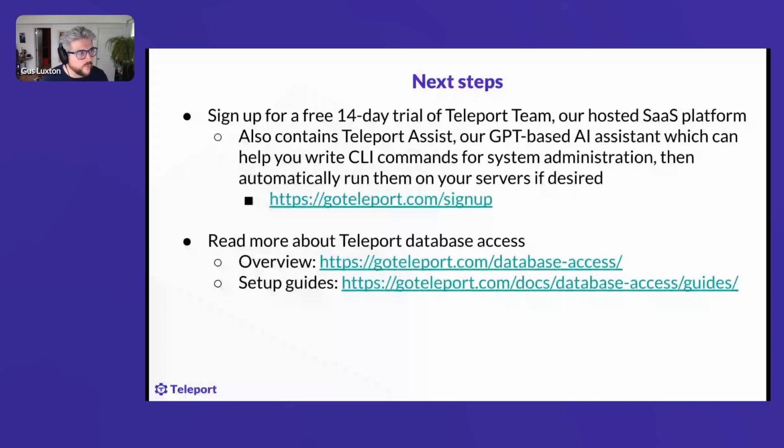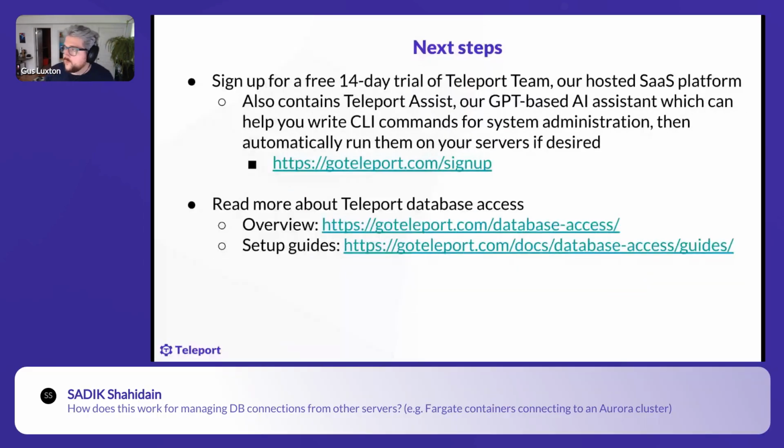And the other question was, how does this work for managing database connections from other servers? For example, Fargate containers connecting to an Aurora cluster. There are a couple of different ways you could do this. I mentioned the concept of Machine ID and robot-based access. One of the things we see people doing is deploying Machine ID as a sidecar. So for example, if you've got a Fargate deployment, they would deploy Machine ID into that Fargate cluster.